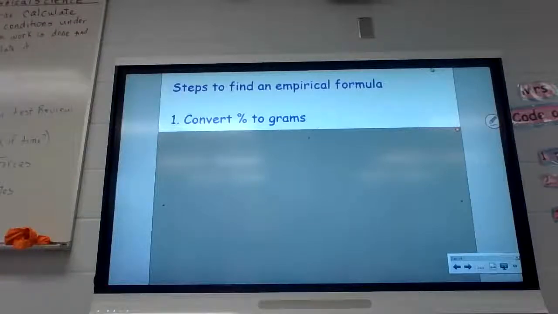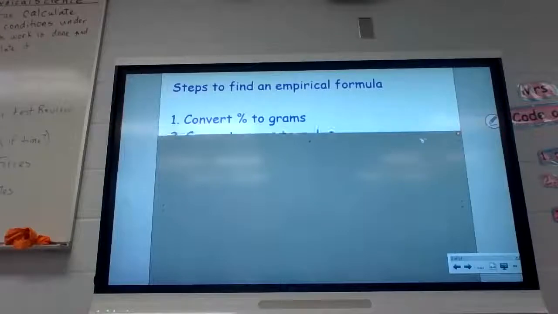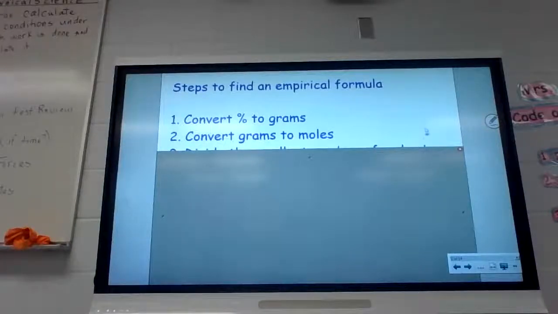Number 2, we're going to change grams to moles. Remember, all chemistry calculations have to be done in what unit? Moles, which is why we've been learning to change to moles. We don't change and convert anything in grams. Every calculation from now to December will be done in moles.